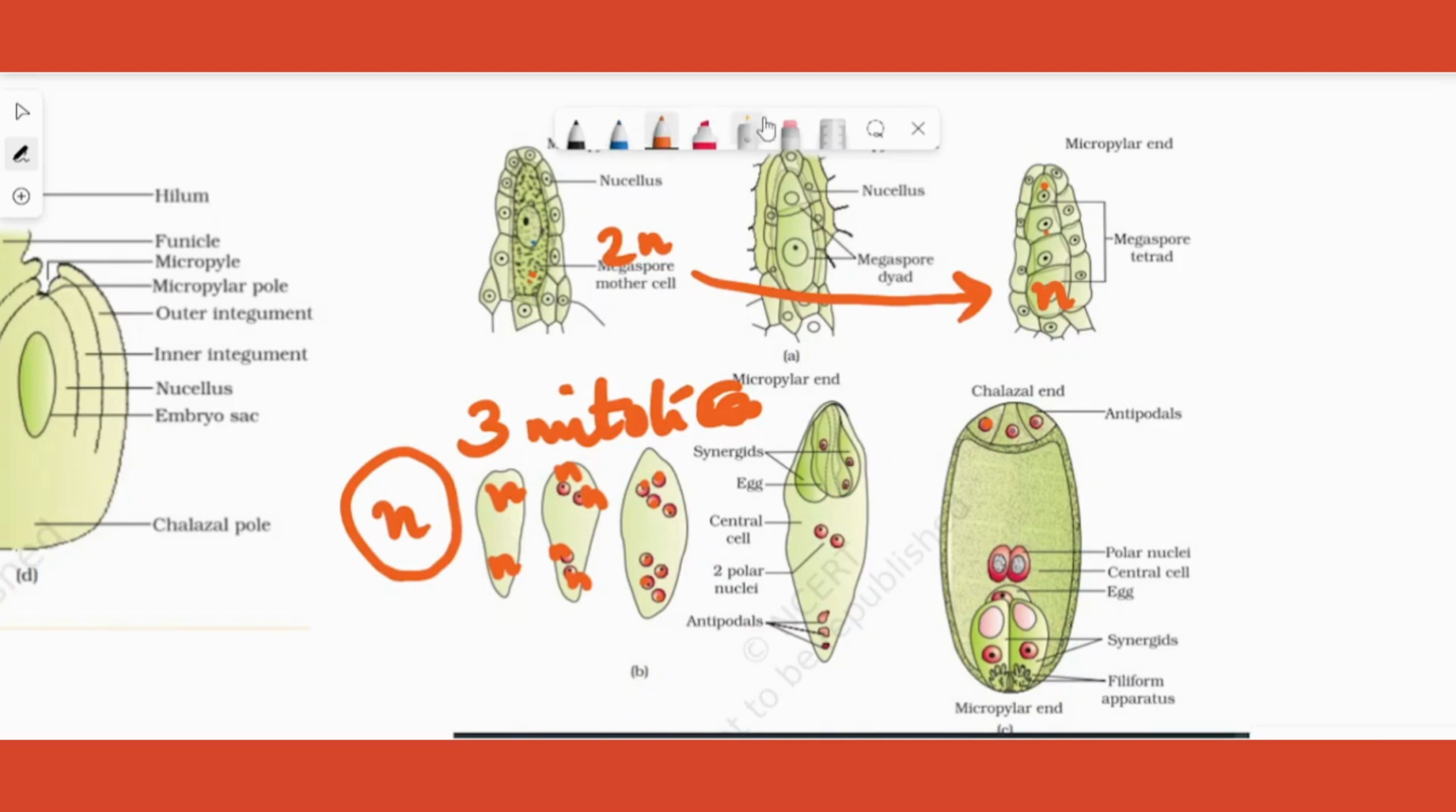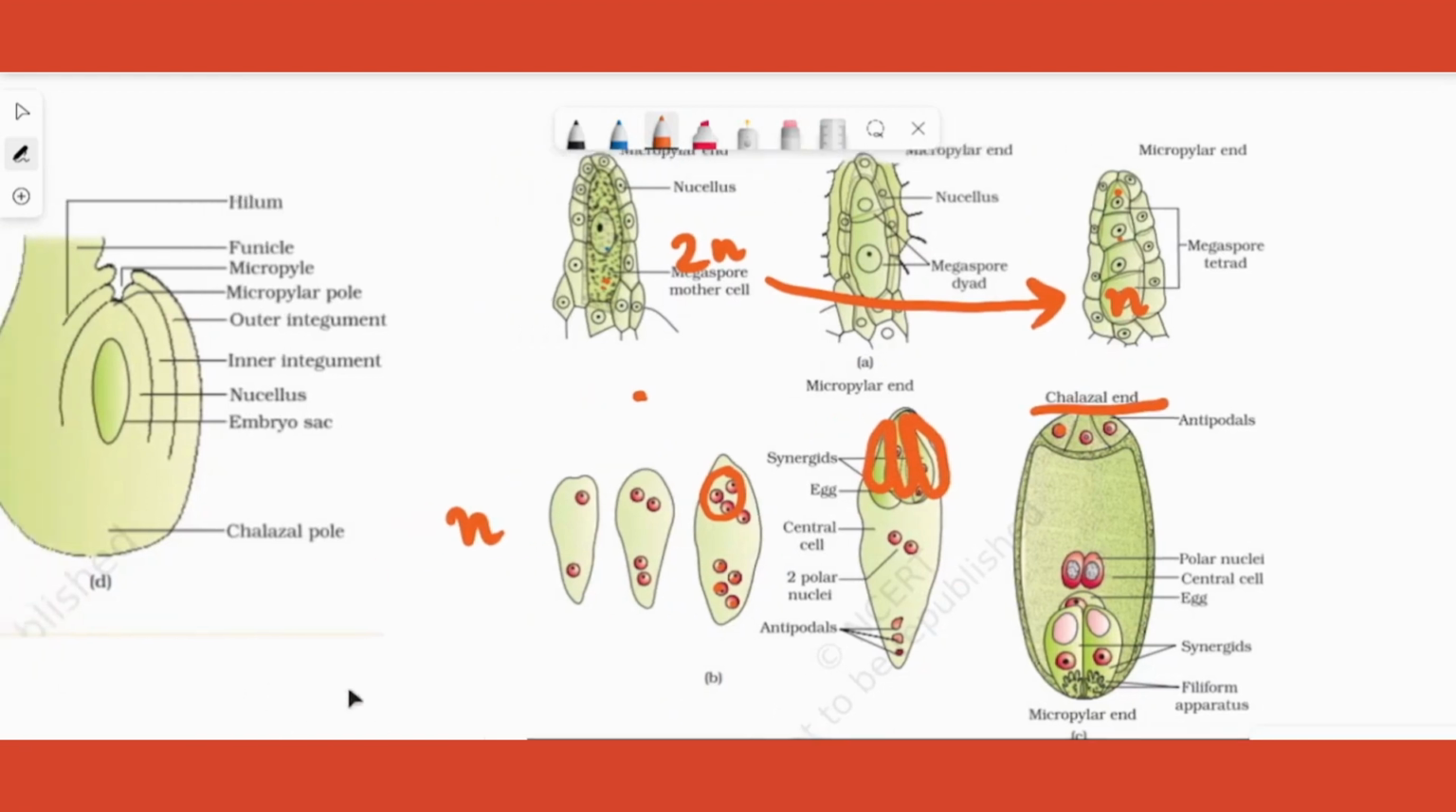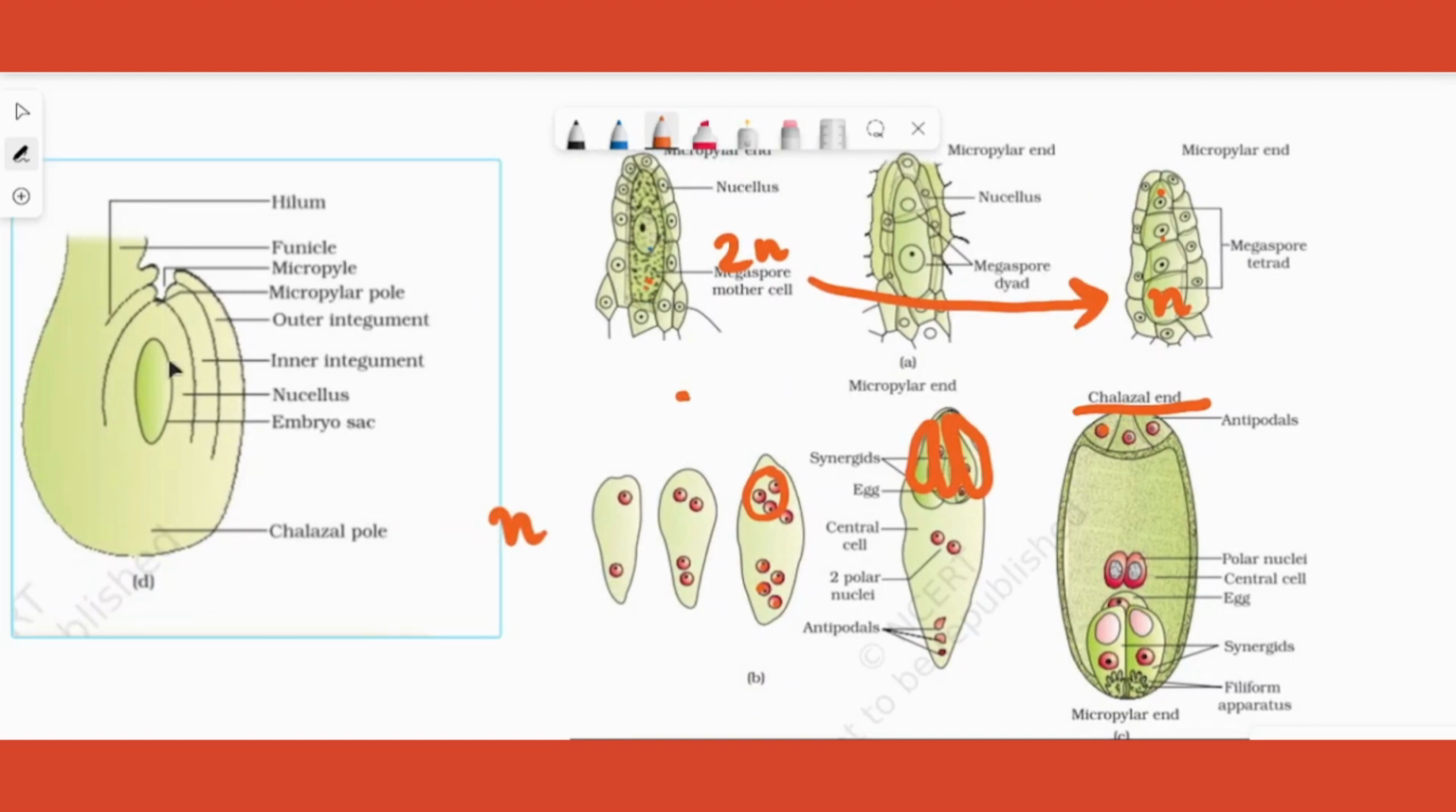These 8 nuclei are going to rearrange themselves. That's what is going to happen. So how is it going to rearrange? It's going to rearrange in such a way that 3 among them, let's say these 3, will go towards this end. Which end is it? It's called the chalazal end. What is the chalazal end? Going back to the structure of the ovule, remember the place where the micropyle is present, we call that the micropylar end or micropylar pole. The opposite end is the chalazal end.